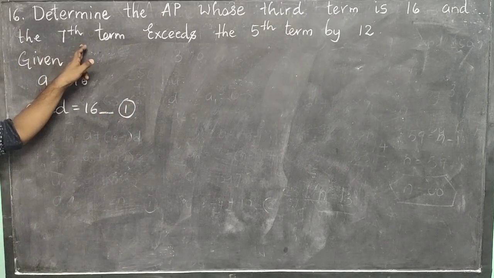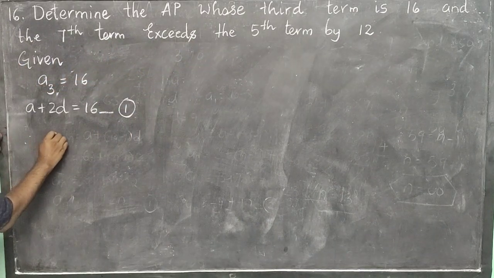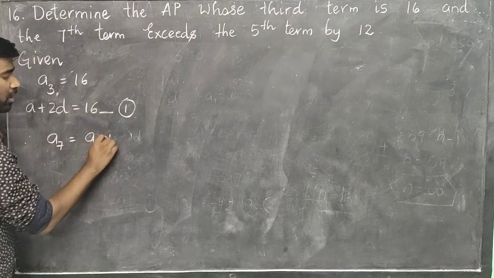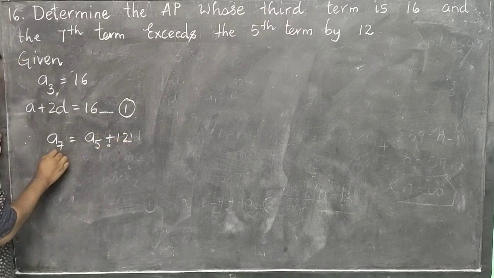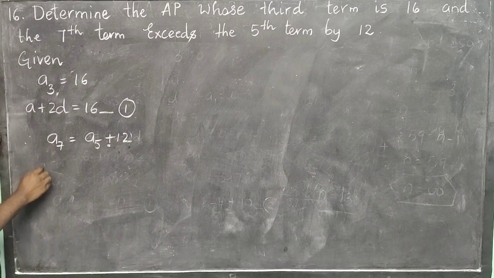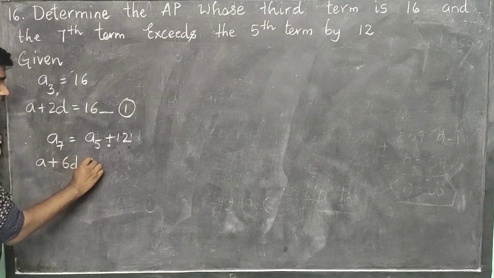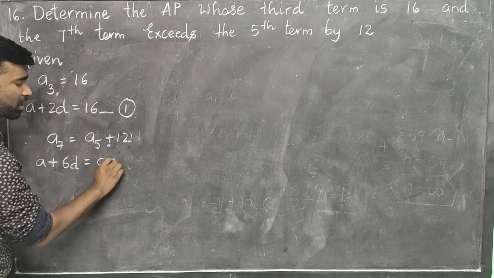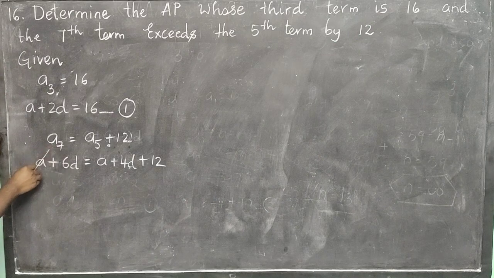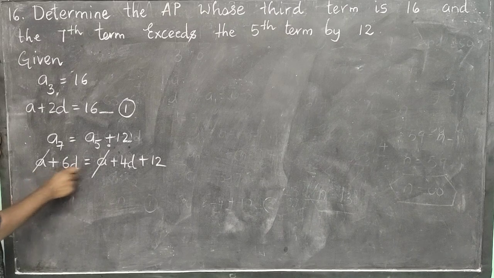Now the next condition is seventh term exceeds the fifth term by 12. That is, seventh term is equal to fifth term plus 12. Exceeds means addition. By using general form, I can write A7, that is seventh term, as A plus 6D, which is equal to, what is A5? A plus 4D, plus 12. Now A and A on both LHS and RHS will cancel out with same sign.